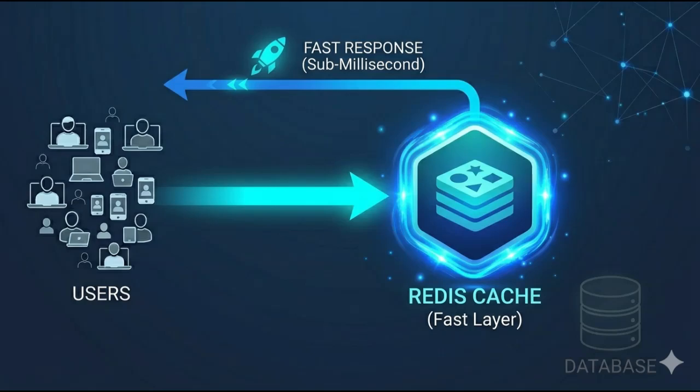You can think of it like this. The user makes a request, and Redis will request the database only if the data is not found in Redis. This is called caching, and it is the most common use of Redis.